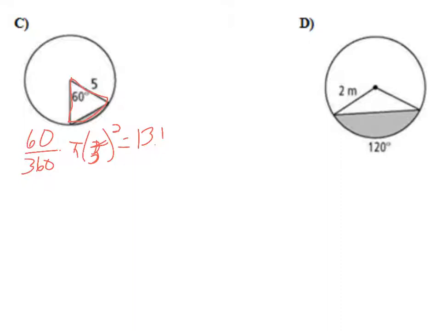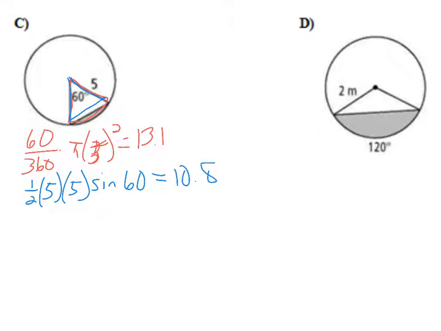Then from there, finding the area of this triangle. And if you remember the formula for the triangle, we can use 1/2 times side length A times side length B times the sine of the angle in between. And if we type that in, we get an area of about 10.8. And then the last thing we need to do, area of the sector minus area of the triangle will give us the area of the segment. In this case, it's 2.3.